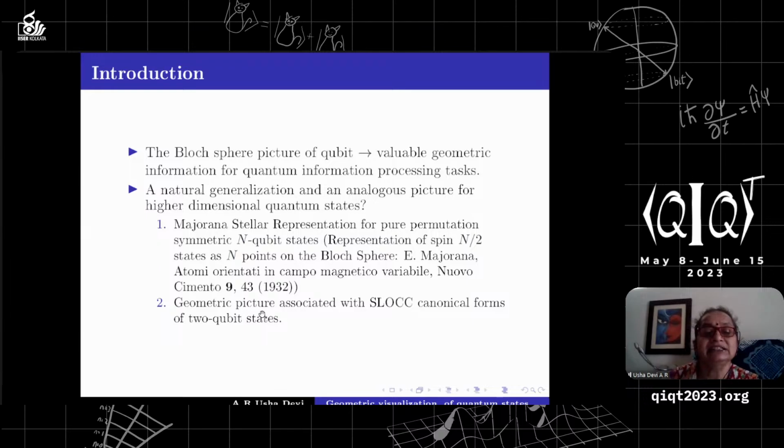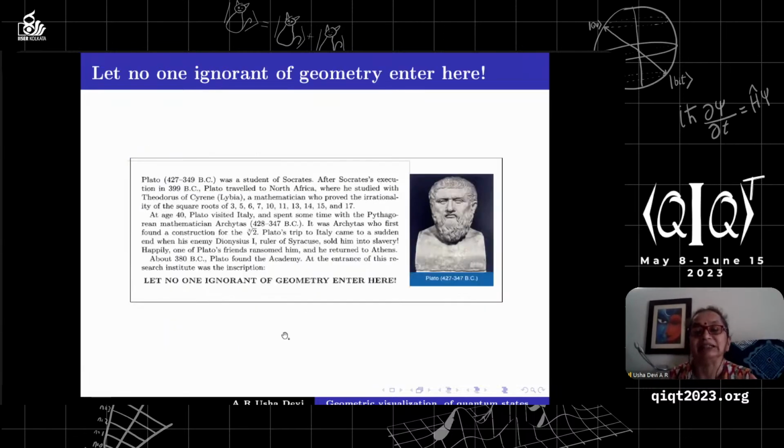The other one is the geometric picture associated with stochastic local operations and classical communication on qubits, which leads to some structure of geometry. That is what kind of geometric picture it gives and what kind of information it carries, which wouldn't have been noticed if we had only stuck to quantum state description and some kind of computation. That may be a higher claim.